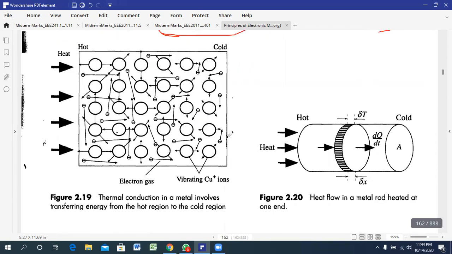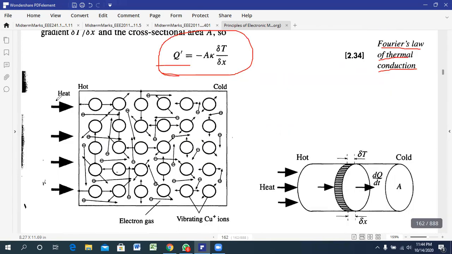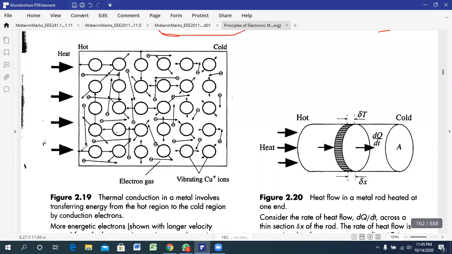So look, if you look at this figure 2.19, we are providing heat from the left side. So the left side free electrons will heat up and become hot, but the right side is cold. So these hot electrons will vibrate the next electrons. Then, due to these lattice vibrations, this heat will transfer from one position to another. And also look at this figure 2.20.